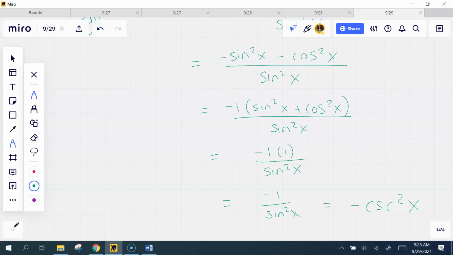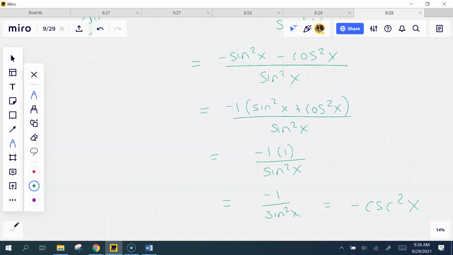Actually, I'm just going to talk you through 28 before I show you the videos. 28, show that the graphs of y equals tan x and y equals cotangent x have no horizontal tangents. So how could you show that they have no horizontal tangents? What happens at horizontal tangents? The slope is 0, which means the derivative is 0, right?